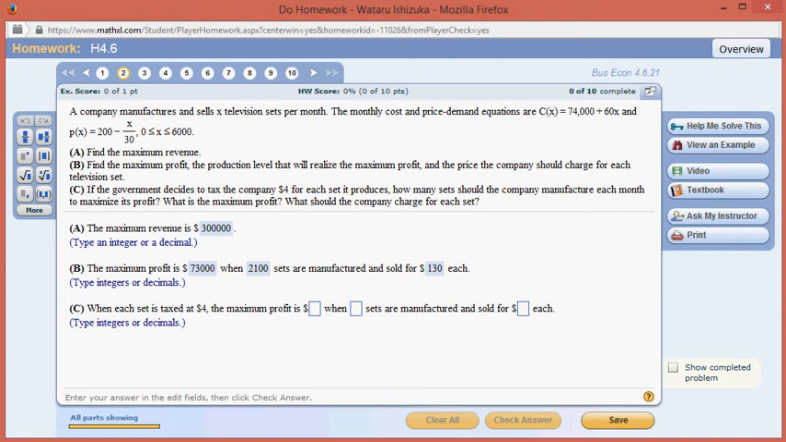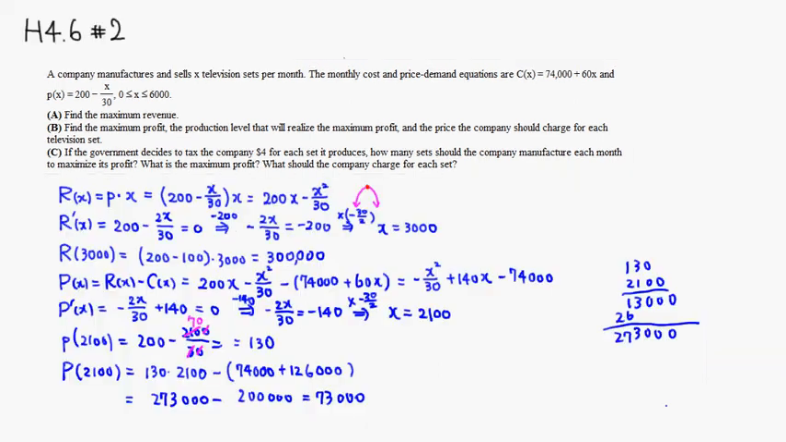Then it says that if the government decides to tax the company $4 for each set it produces, how many sets should the company manufacture each month to maximize its profit? Okay, so you have a $4 tax. So we have to adjust the profit function.